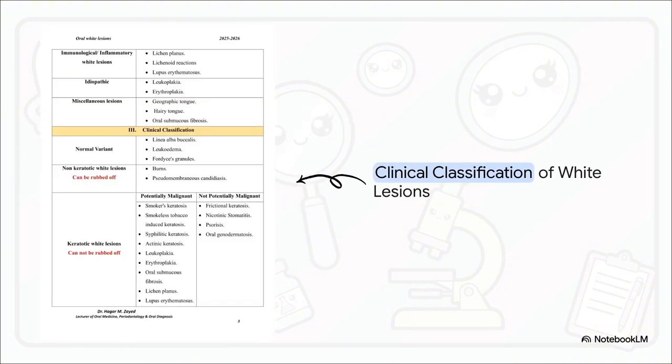Now look at how perfectly this clinical classification categorizes everything you need to know. Think of this as your ultimate exam matrix. Notice how we divide things up clinically. First, ask yourself, is it a normal variant? If it isn't, is it non-keratotic and rubbable, like a pseudomembranous burn? Or is it keratotic and non-rubbable? And if it's non-rubbable, we have to make the absolute most important clinical distinction. Is it potentially malignant or not? Keep this matrix right in your mind's eye as we move forward.